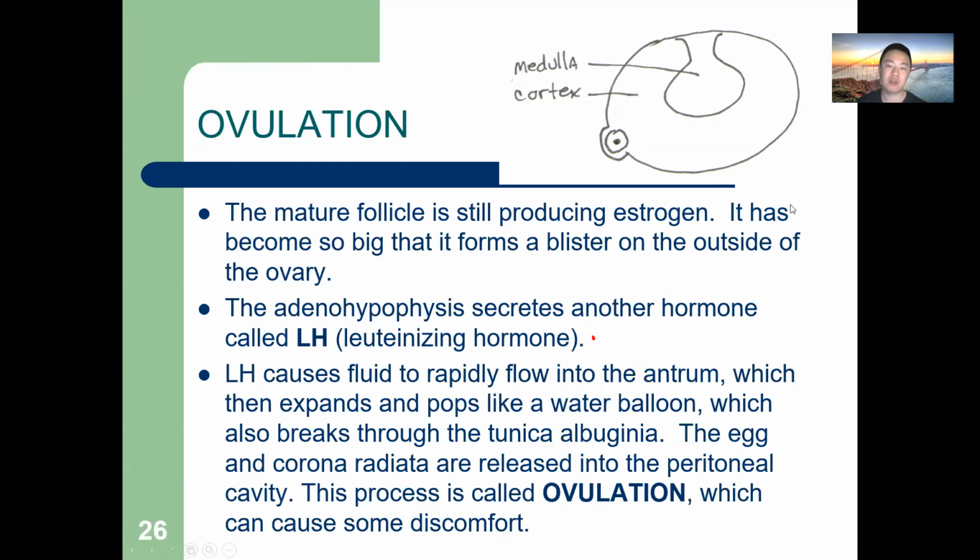All right, let's talk about ovulation. Now, the mature follicle is still producing estrogen. It has become so big that it forms a blister on the outside of the ovary. The adenohypophysis secretes another hormone called the luteinizing hormone, and this causes fluid to rapidly flow into the antrum, which then expands and pops like a water balloon, which also breaks through the tunica albuginea. The egg and corona radiata are released into the peritoneal cavity, and the process is called ovulation and can cause some discomfort.